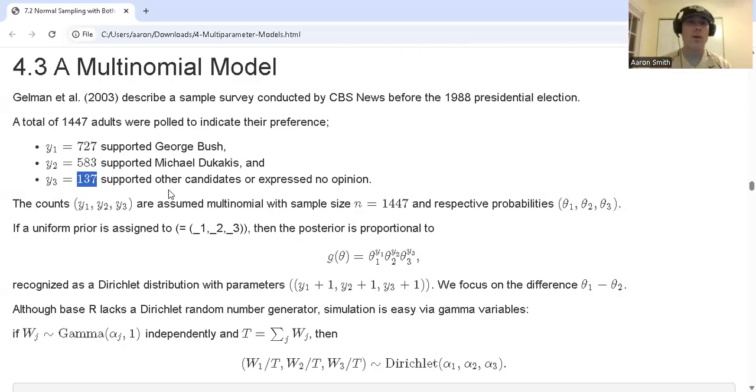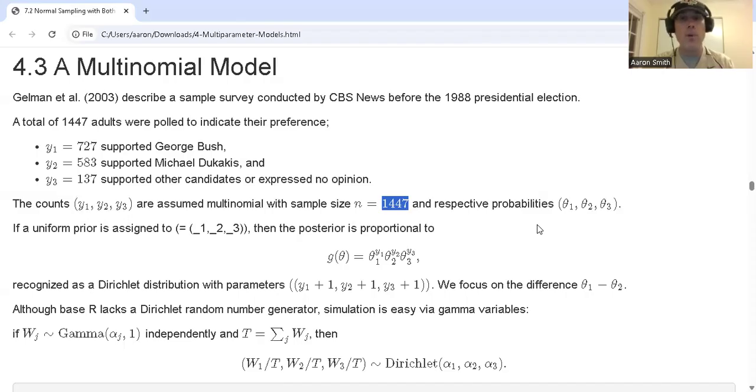When I talk to each individual person in the surveying process, there are three possible outcomes. So I'm going to take this as a multinomial problem with these different levels. The first level is the Republican candidate. The second level is Dukakis. And the third is all other possibilities, so third party candidates or no opinion whatsoever. And so we have just under 1,500 as our observed data.